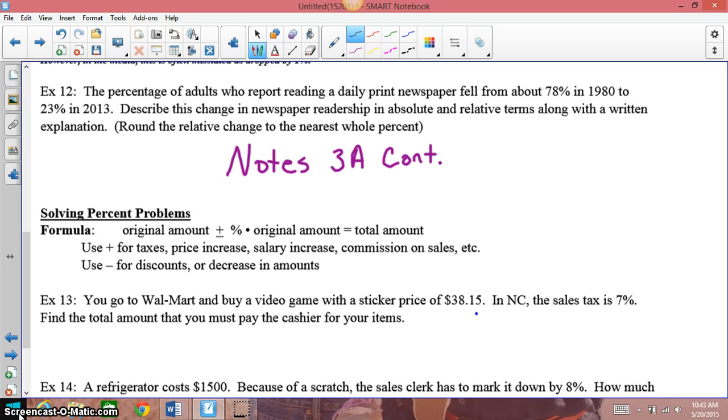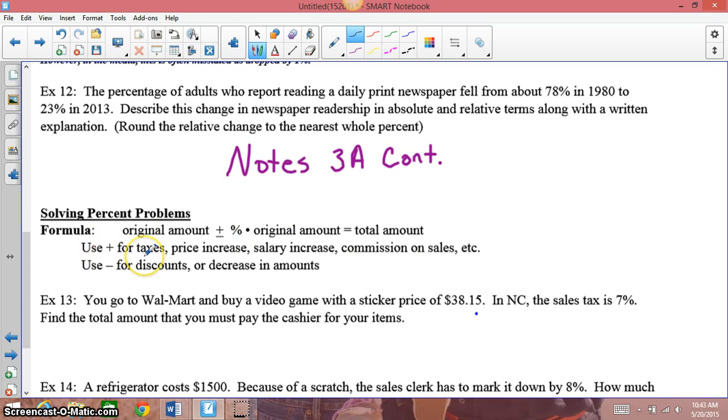So we'll finish up the notes on 3A with this last percent problem formula, as well as common abuses of percentages on the last page. The formula that you see here down towards the bottom says original amount plus or minus percent times the original amount equals your total amount.